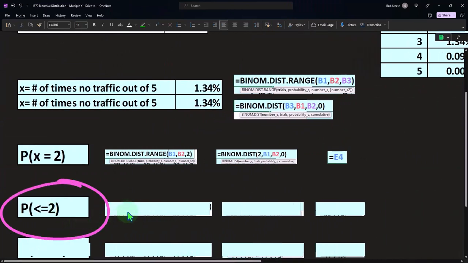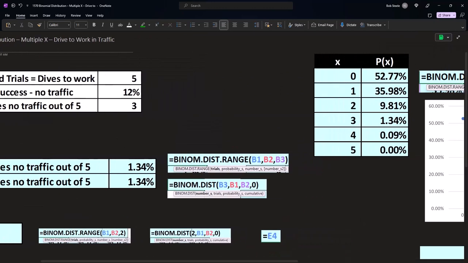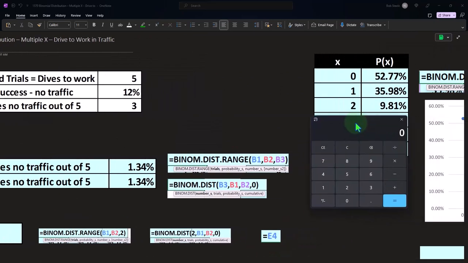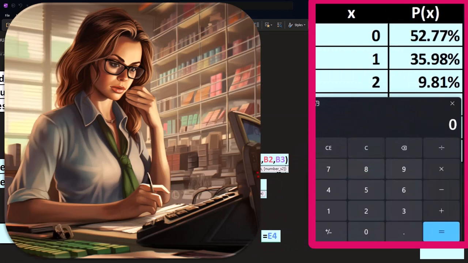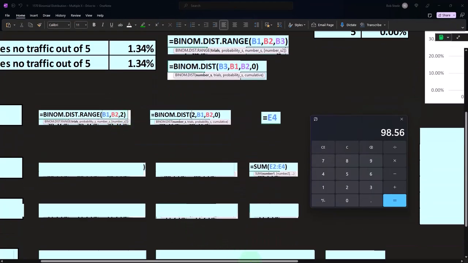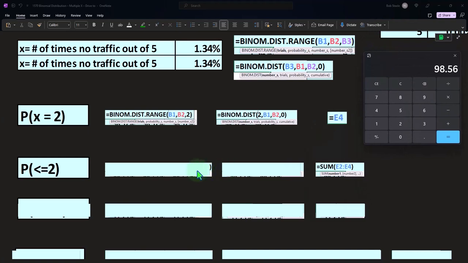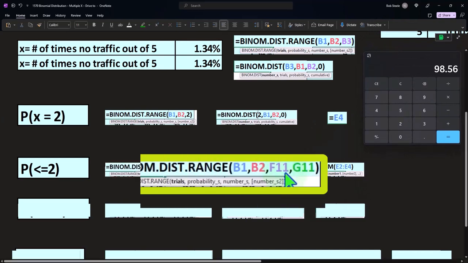All right, if we do another one, I'm going to say that this time P is going to be less than or equal to 2. So we can do that a couple different ways. I can look up here and go less than or equal to 2, meaning I'm going to include the 2. So I could say, well, it should be 52.77 plus 35.98 plus 9.81. So we get to that 98.56. That's one way we can get there. That's the result.